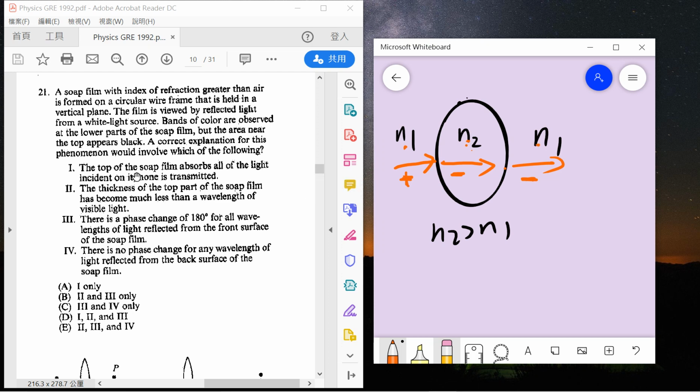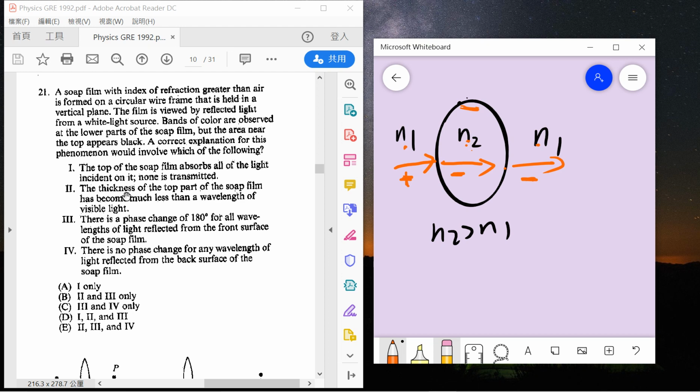Okay, so A says the top of the soap film, and the bands of color observed lower down, but the area near the top appears black. So this is black. The top of the film observed all the light incident, none of it transmitted. So the first one is too strong, and also makes no sense, because we see all of the light.